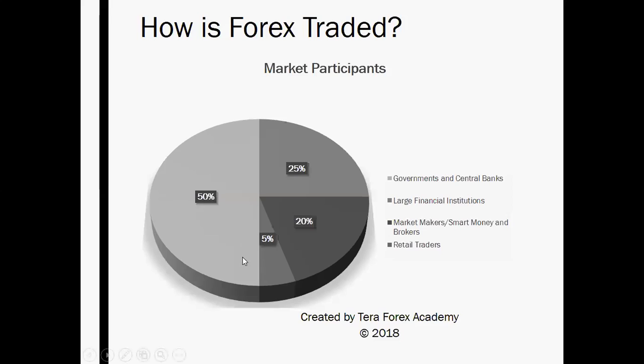The retail traders are always the ones with 5%. The government and central banks take 50%. Large financial institutions take 25%. Market makers and brokers take 20%, and retail traders take 5%. We are the retail traders. You and I are the retail traders. So we have the lowest percentage in the entire forex market.